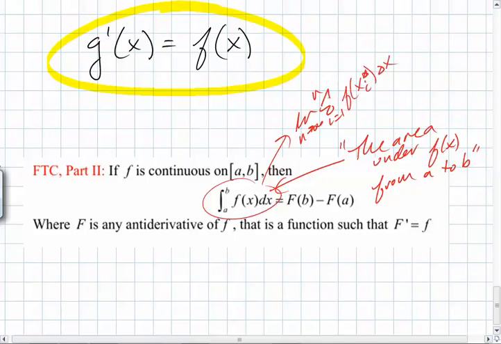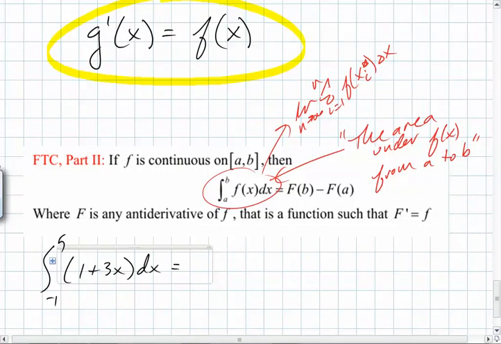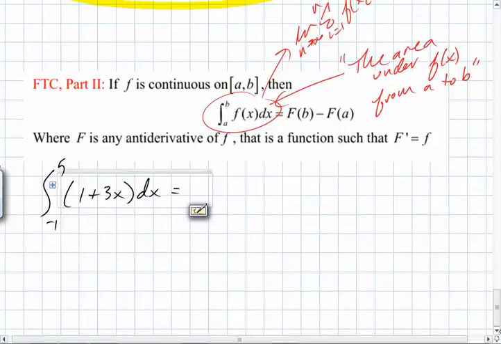Did you like doing that algebra? No. What does this tell you? If f is continuous on a to b, then the integral, the area under the curve from a to b, is equal to capital F of b minus capital F of a, where capital F is any antiderivative of f, that is a function such that the derivative capital F prime is f. Does this click yet in your head? Because it will in about 10 seconds. You ready? What does this fundamental theorem of calculus part 2 tell you? It tells you that this is equal to, what's the integral of 1 plus 3x?